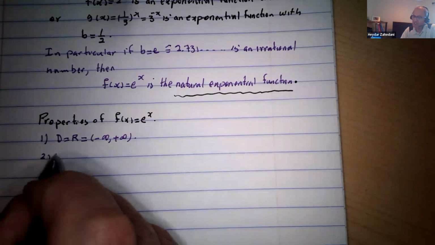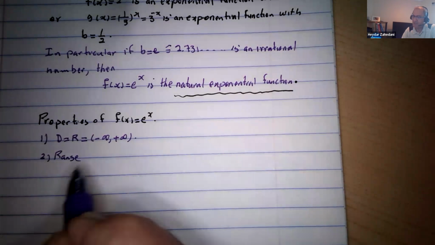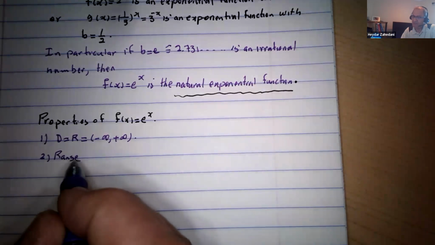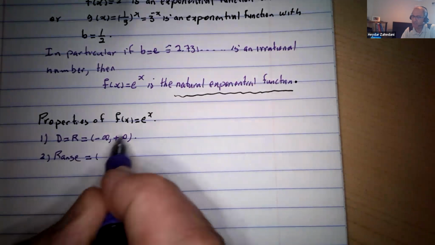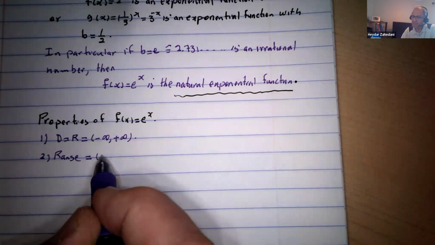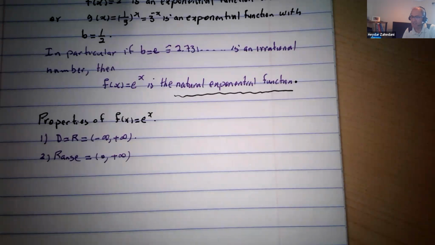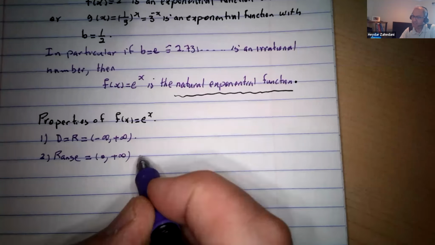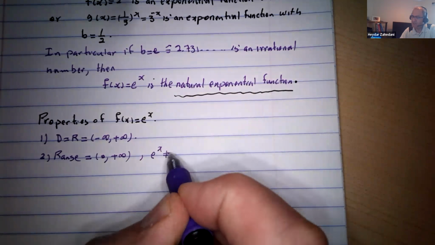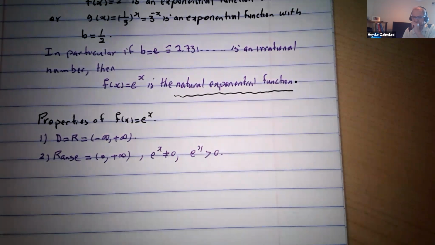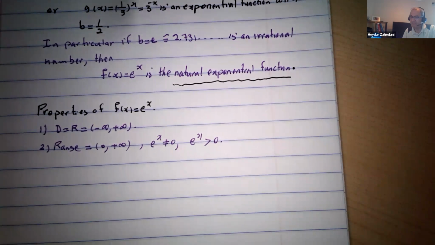The range of this function, okay, you see e is a positive number. So when you raise it to any number, the result is positive. So the range is going to be only positive numbers, 0 to positive infinity, because it's never negative. So this means e to the x is never 0, and e to the x is always positive. This is going to be used from time to time, so make sure you remember it. So that's going to be the domain and the range of this function.